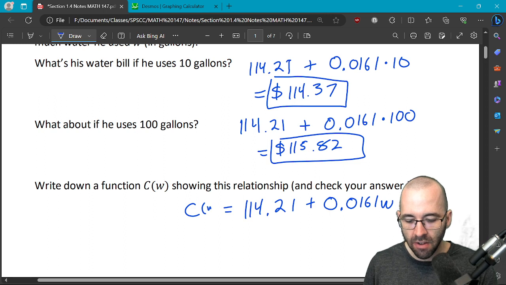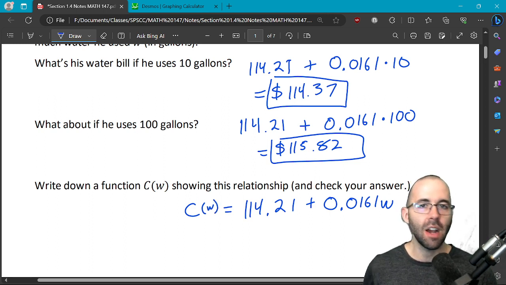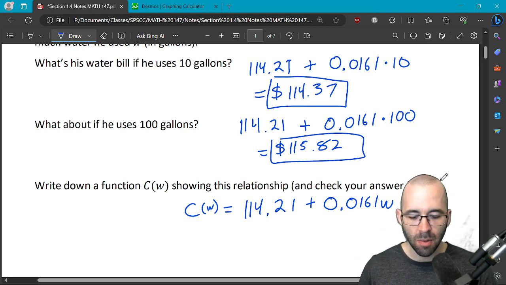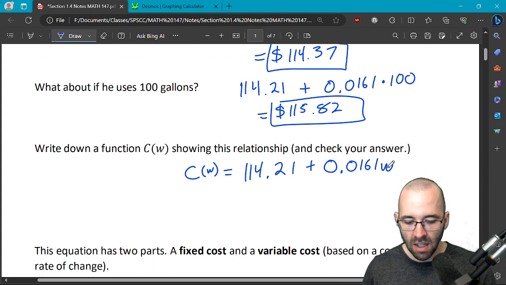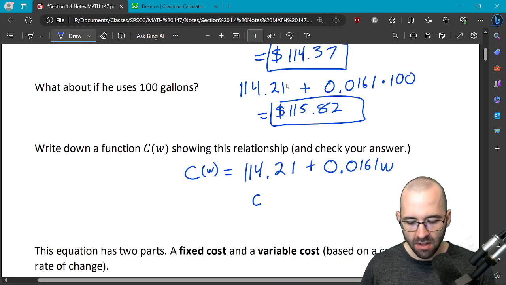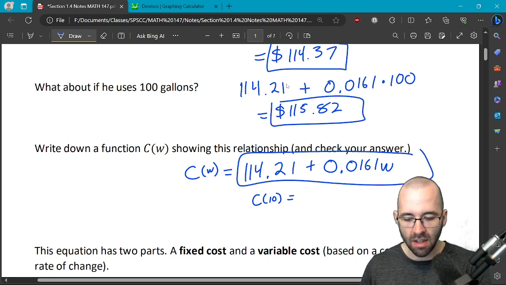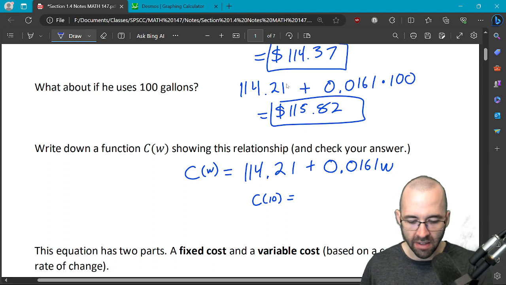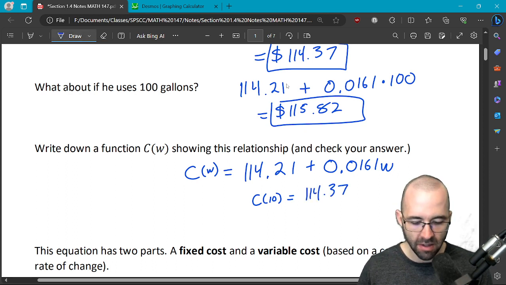The cost is a function of my water usage. So now we've gotten in function notation, we've got an equation, and we're going to check our answer before I box it. If I plug in 10, I should get this number. And yeah, you can see that, right? C of 10, we could plug in 10 over here and get the same exact answer. We're going to get that C of 10 is still 114.37, approximately.